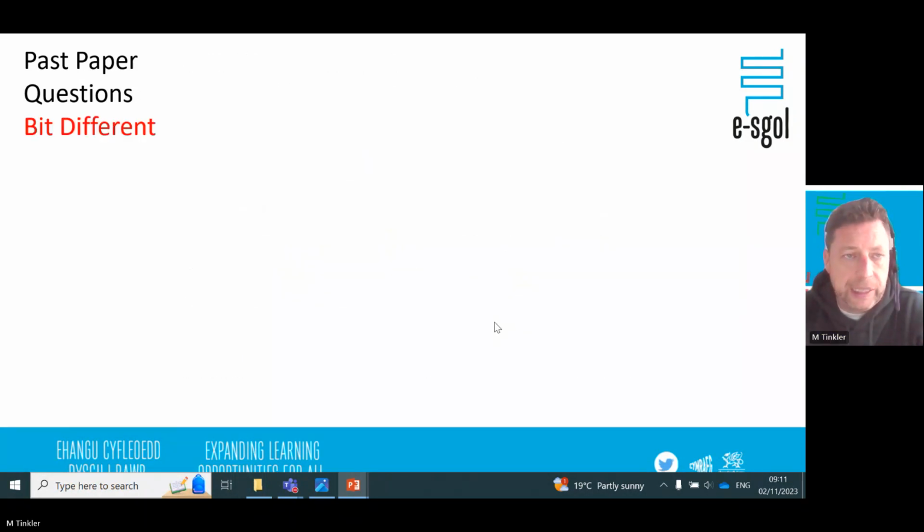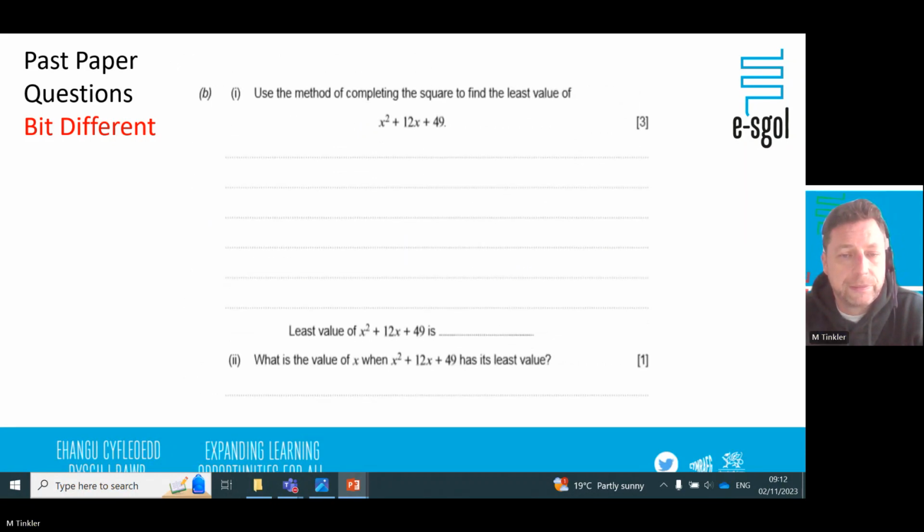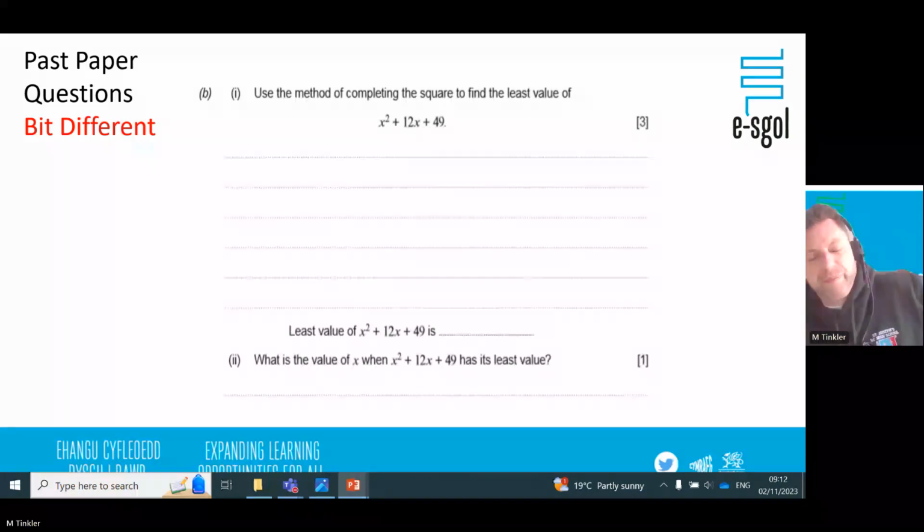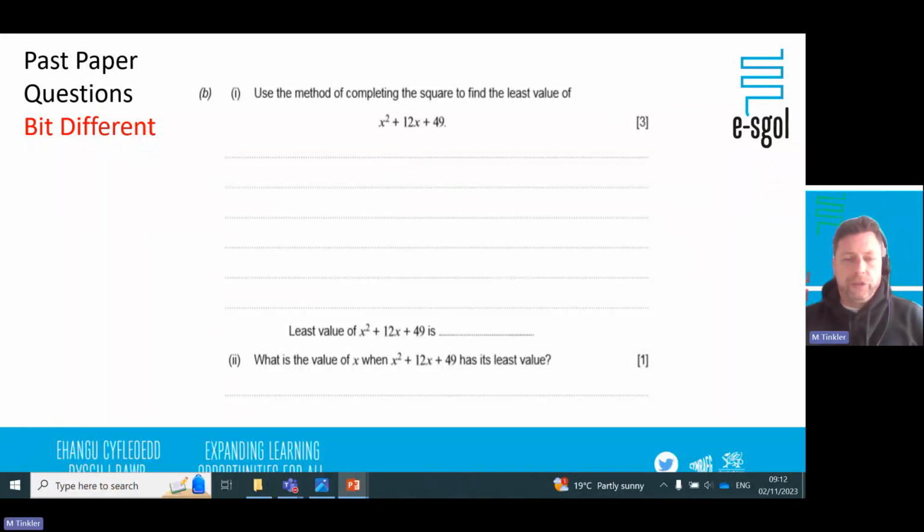Right. Next one. And this one, as it says here, is a little bit different, but it's linked to the last slide. So I'll give you time to work on that.